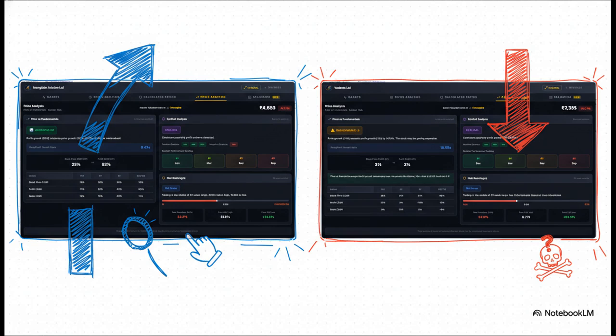And here we can see this in action. Look at Interglobe Aviation on the left. Its profit has grown 53%, but the stock price has only grown 25%. So boom, it's catching up. Now look at Vedanta on the right. The stock price is up 31%, but profits have only grown a measly 2%. It's clearly running ahead. This just instantly flags potential opportunities and potential risks.